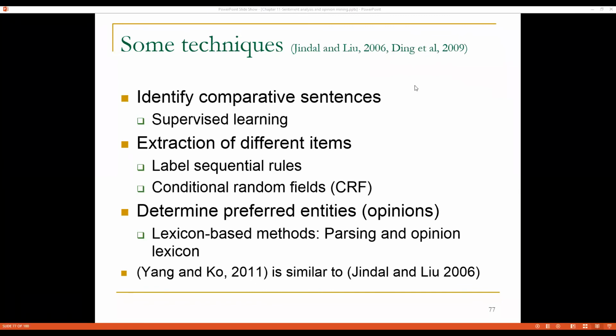So you first have to identify comparative sentences, which is done by supervised learning, and then you have to extract the different items, for which you can use label sequential rules or conditional random fields, and then determine preferred entities or opinions. Use the lexicon-based methods, parsing and opinion lexicon.